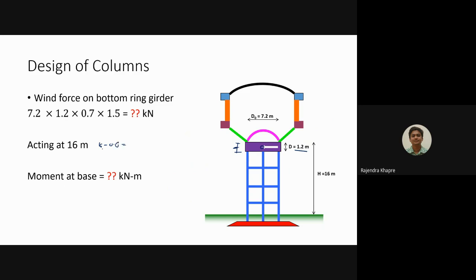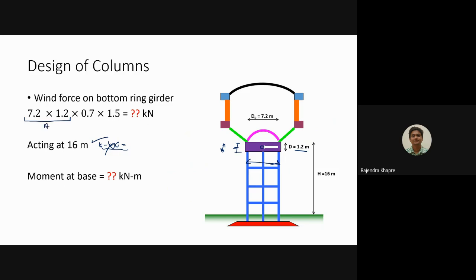Okay, so this is going to give you a very small reduction in the value. So we are not going for this, we are directly going with the 16 meter. As far as wind pressure is concerned, if you see from any angle, the exposed area will look like a rectangle. The depth of that rectangle here is 1.2 and the width is 7.2.